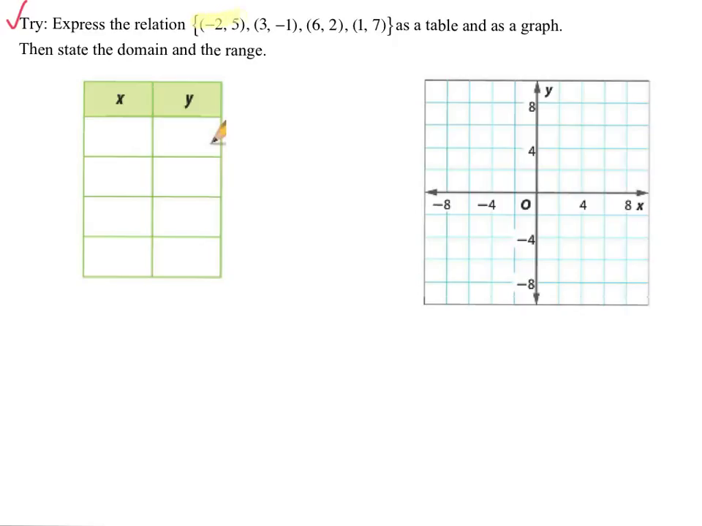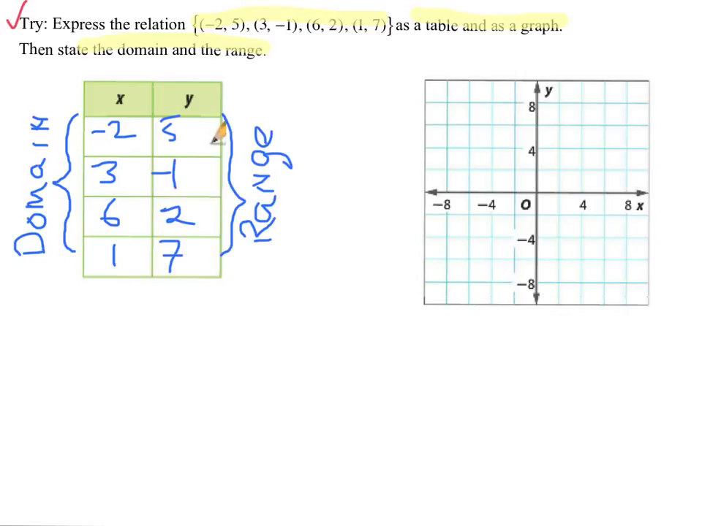So take these ordered pairs and put them in a table and a graph, and then tell me what the domain and range is. So if we list all the domain, or the x values, it's -2, 3, 6, and 1. And if we list the range, it would be 5, -1, 2, and 7.